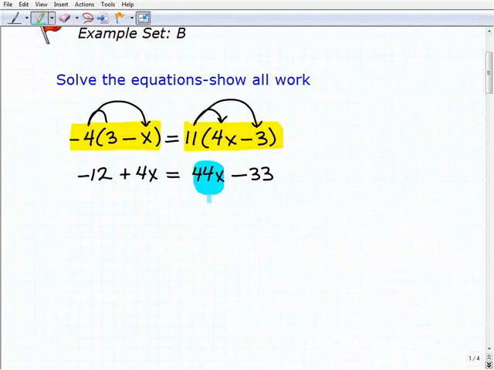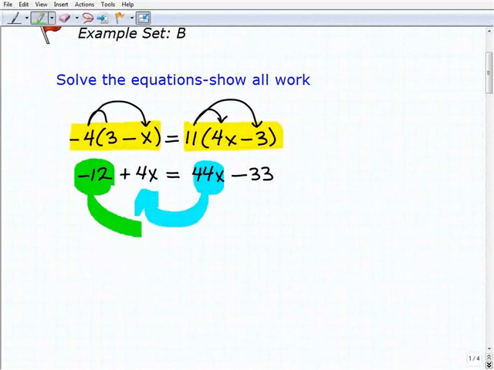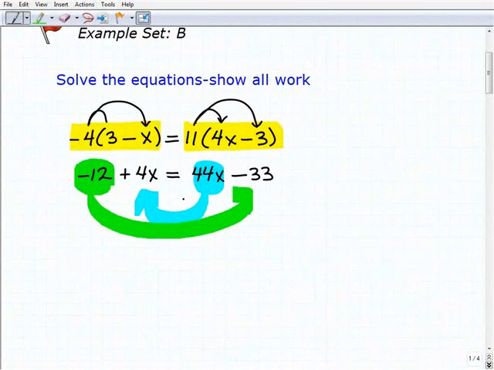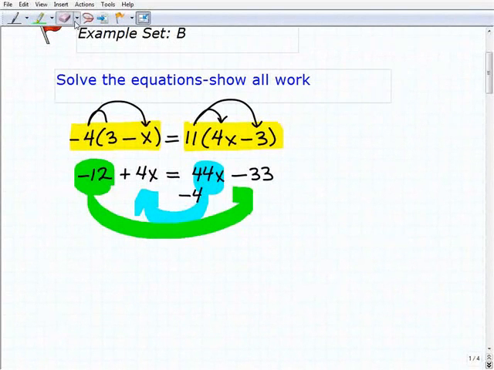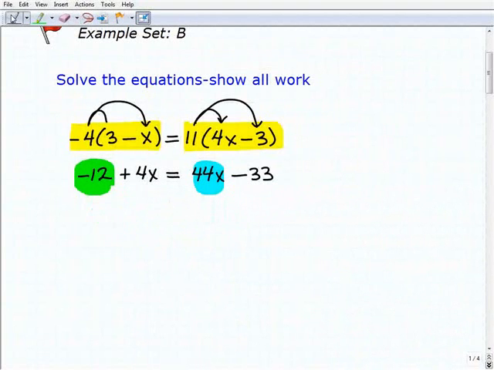So what we're going to do now is move our variable terms to the left. We're going to move this 44x over here, and then we're also going to move our numbers to the right-hand side of the equation. Let's start with the variable term first. Let's go ahead and move that 44x over to the left-hand side. So we're going to subtract 44x from both sides of the equation.